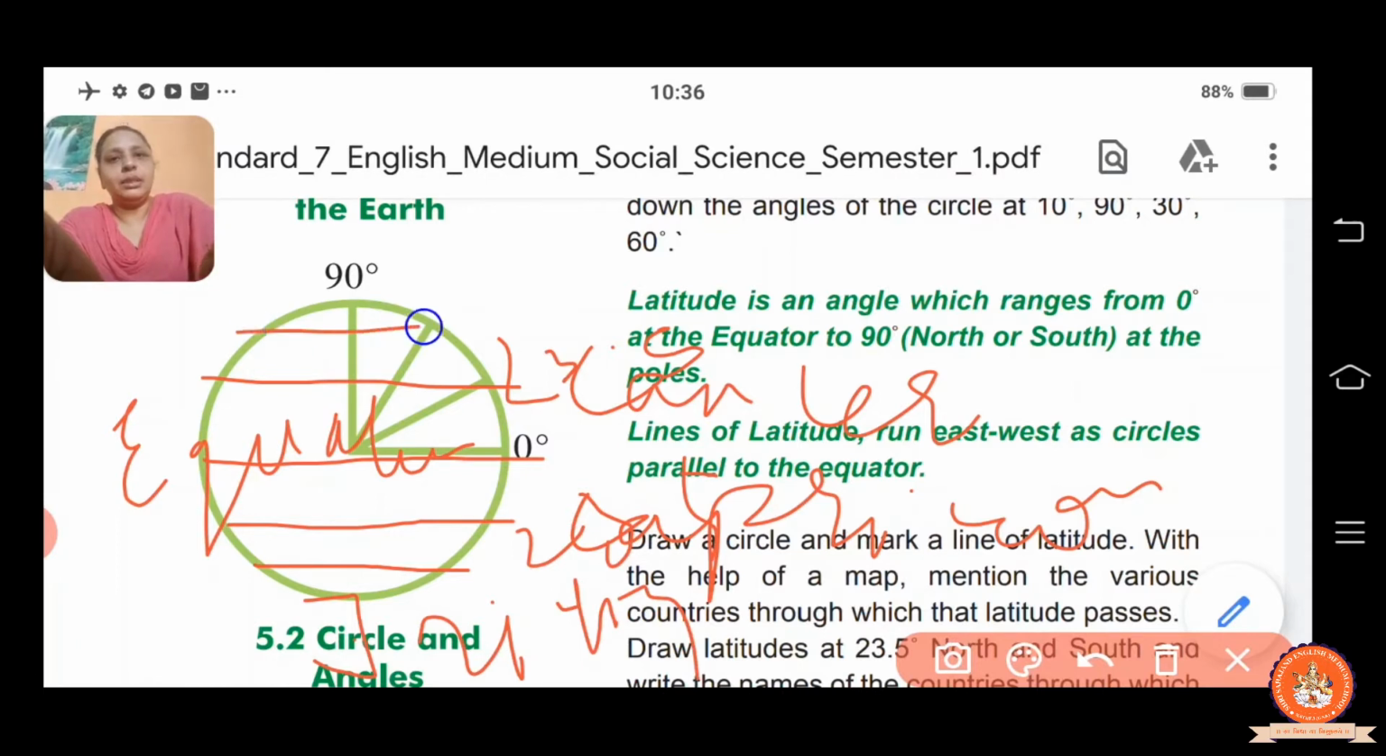Freeze zone. This is a freeze zone. Here is a temperate zone. So this globe, you will know the knowledge from the sixth standard. Possibly you can understand. Okay.